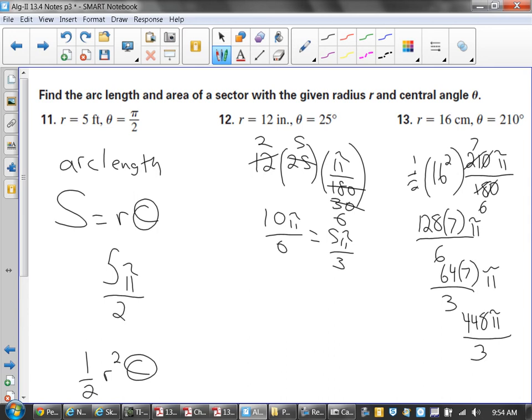Remember, if you put it all in your calculator, math, enter, just don't put pi in it, it'll work.